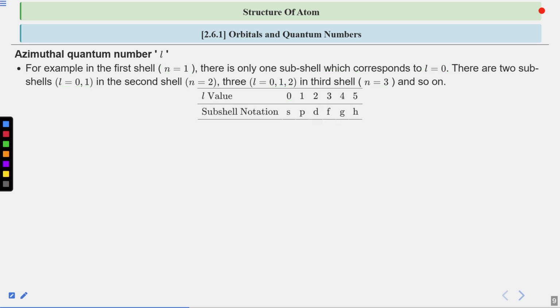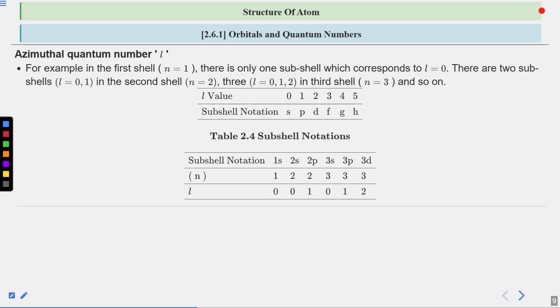Now comes the important part. You are getting the value of L as 0, 1, 2, 3 and so on, and there is a notation related to that. If you have an L value of 0, the notation related to it will be s. Just try to collect the information I am giving. When I move to the pictorial representation, you will get a clearer picture. Once you complete this lecture, keep the informational part with you. If the L value is 1, the subshell notation will be p, then for 2, d, and so on.